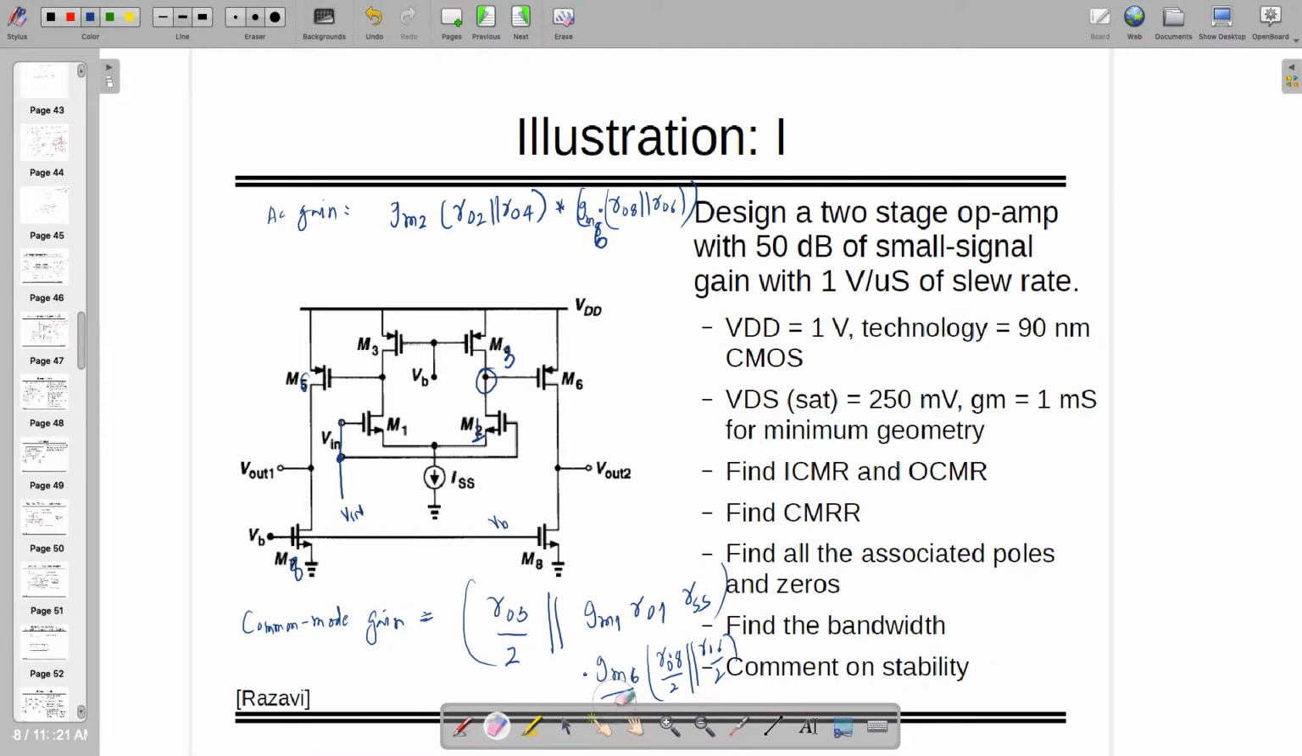It has to be like GM2 GM6, right? This is correct, or RO3 in shunt with this one, but it's missing 2 GM1. Yeah. First I think it is RO1 by 2 in parallel with RO3 by 2. Okay, I'm writing what you are saying. RO1 by 2 in parallel with RO3 by 2, divided by RSS plus 1 by 2 GM1.